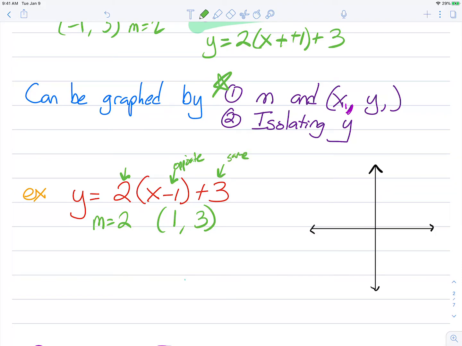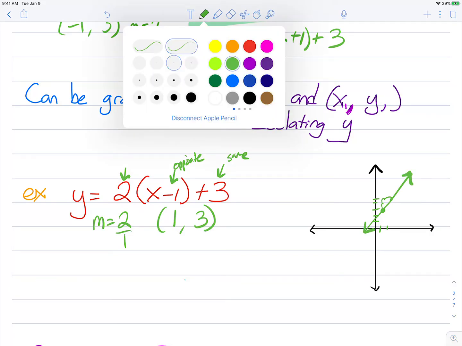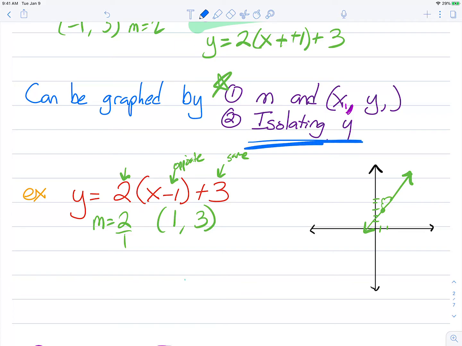So if I wanted to graph this, I could first start at the point 1, comma 3. So I'm going to go over 1, up 3. I'm going to put a dot. So that's my point. And then from my point, I'm going to create my slope triangle of 2 over 1. So I'm going to go up 2 and over 1. And there's my line.